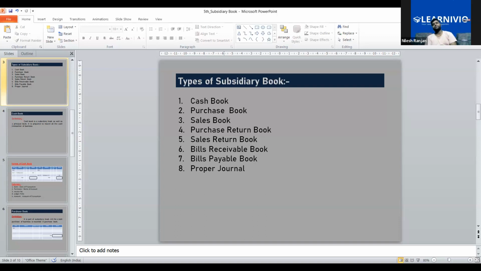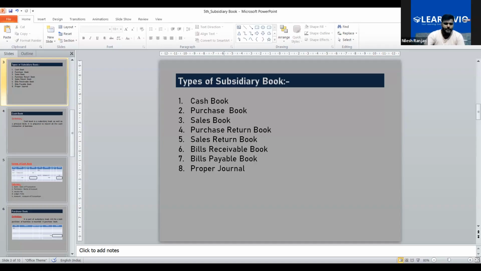So cash book is maintained on the basis of these rules of real account. So the rule of real account is debit what comes in, credit what goes out. I'm talking here about cash. So if cash is coming into the business, it will be on the debit side. And if cash is going out from the business, it will be on the credit side. Now, cash book will start with an opening balance and it will end with a closing balance, similar to the ledger. Okay, so the format is also the same.